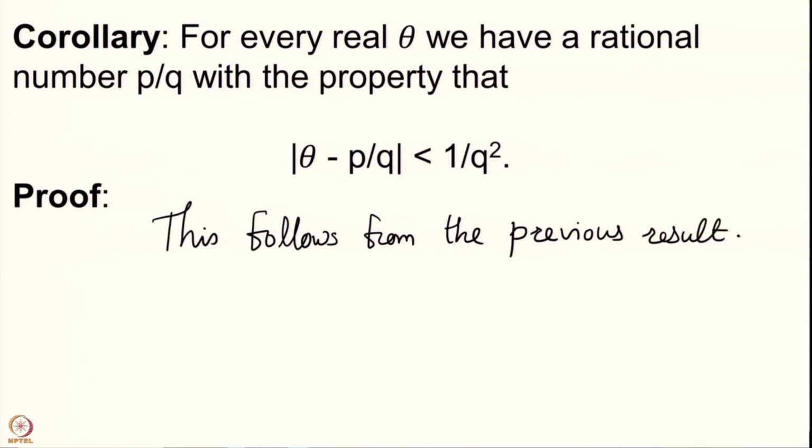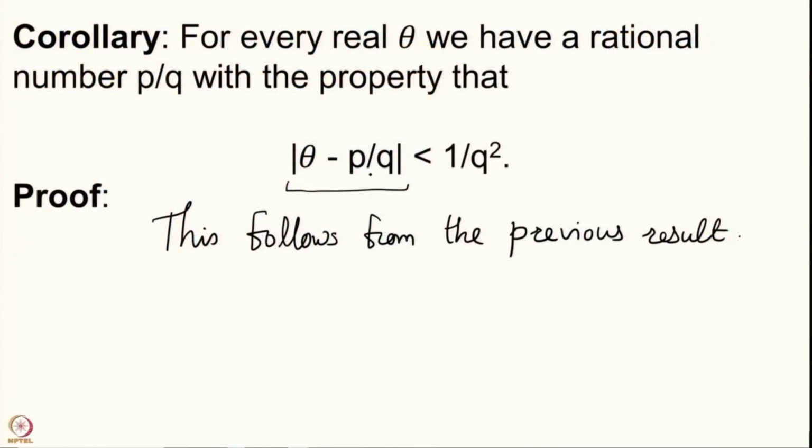So, for any real theta, we have this rational number p by q with the property that the distance of theta and p by q is less than 1 upon q square, and this q can in fact be chosen such that it is between 0 and capital Q for any integer capital Q bigger than 1 that you choose. So, the statement here given is a weaker statement. We have actually proved something which is even stronger.